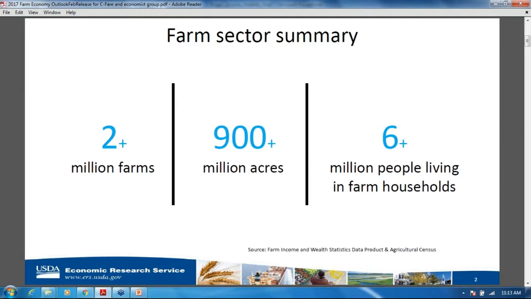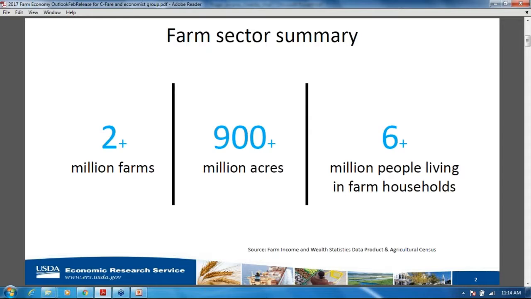Before I can talk to you about the financial condition of the farm sector, I want to briefly talk about what is the farm sector. So the farm sector is comprised of more than 2 million farms, and these farms operate over 900 million acres of farmland.